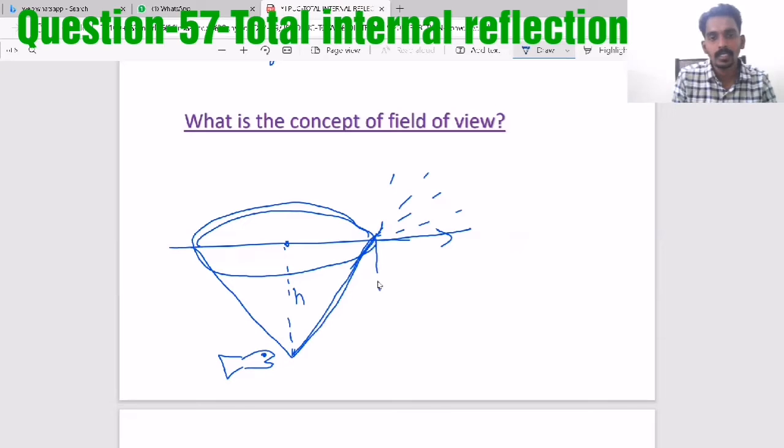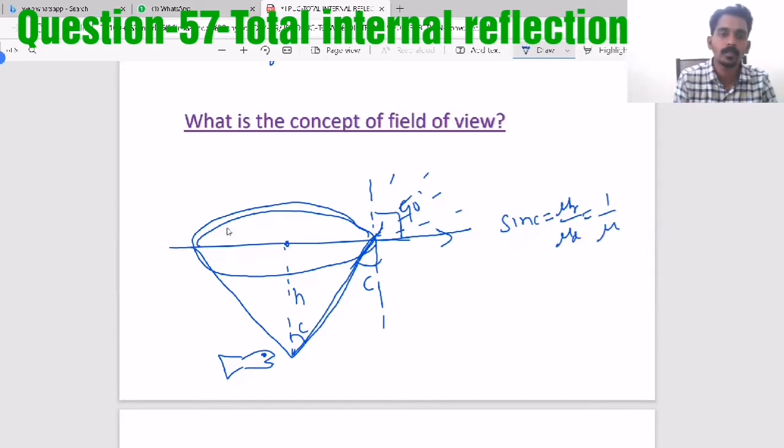And this is called the critical angle because at this point the angle of refraction became 90 degrees. So this is also the critical angle. Now here, sin C equals mu rarer by mu denser, that is nothing but 1 by mu, because here mu rarer is air, 1, and mu denser is mu of water.